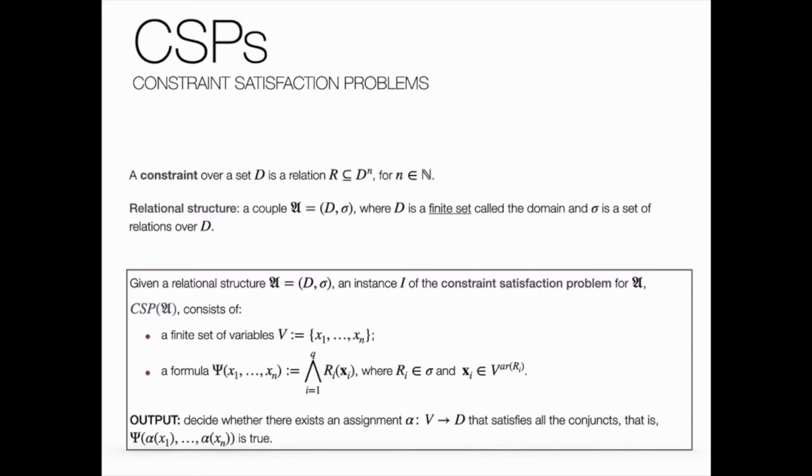An algorithm solving CSP(A) on instance I decides whether there exists an assignment α for the variables from V with values in D that satisfies all the conjuncts, that is, an assignment α which makes ψ true. The CSP framework is very expressive. There are several problems arising from theoretical computer science that can be formalized as CSPs. Moreover, the notion of constraint satisfaction problem can be extended to capture many other interesting problems that do not fall within the classical CSP framework.